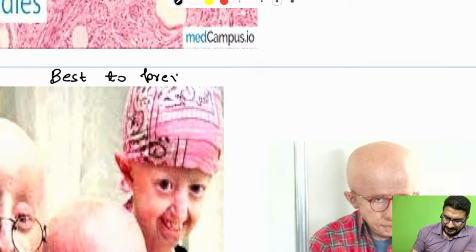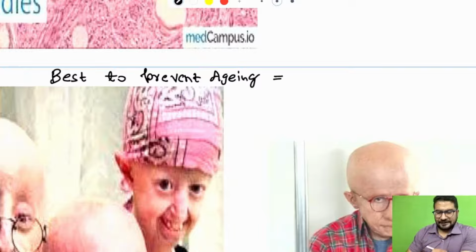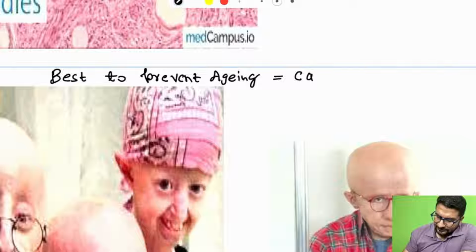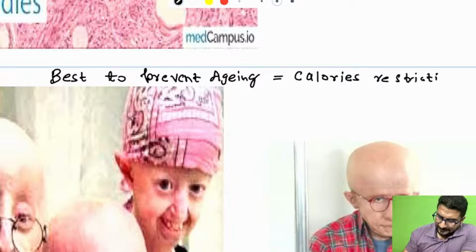Best way to prevent aging. What will be the best way to prevent aging? Eat less. You need to eat less. That is calorie restriction. So we need to restrict our calories. So calorie restriction is the best way.